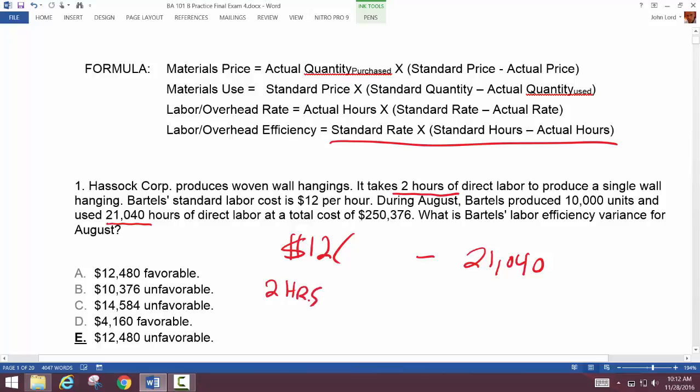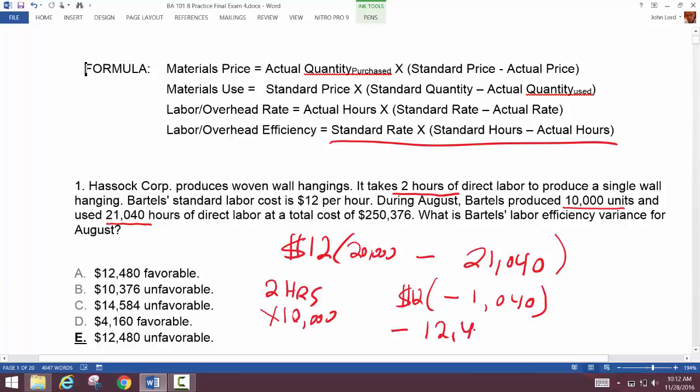And how many of these things did they actually produce? 10,000? Okay, so they should have taken what? Should have taken 20,000 hours, right? Okay. So what do we got? $12 here times a negative, I think even I can do that in my head. What's that? 1,040? Okay. So $12 times a negative 1,040 is going to give us this negative 12,480, which is an unfavorable variance.